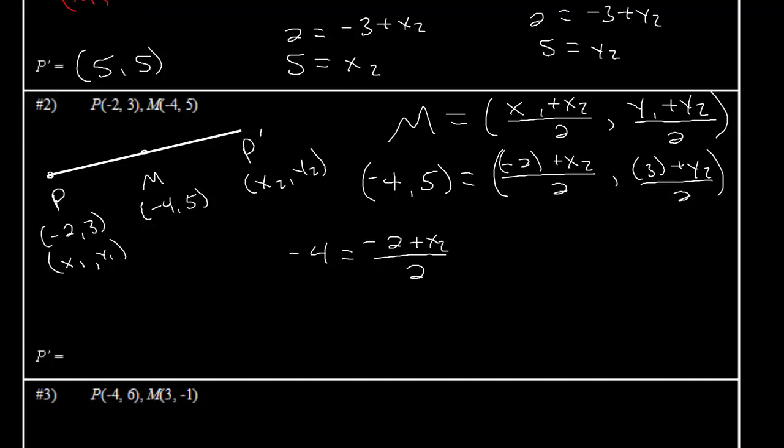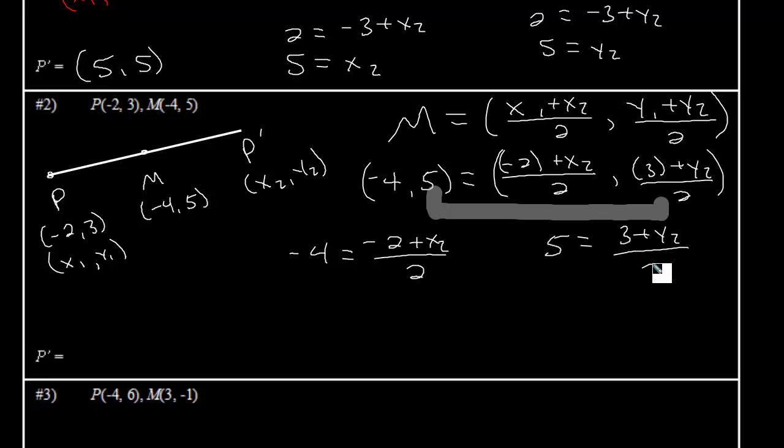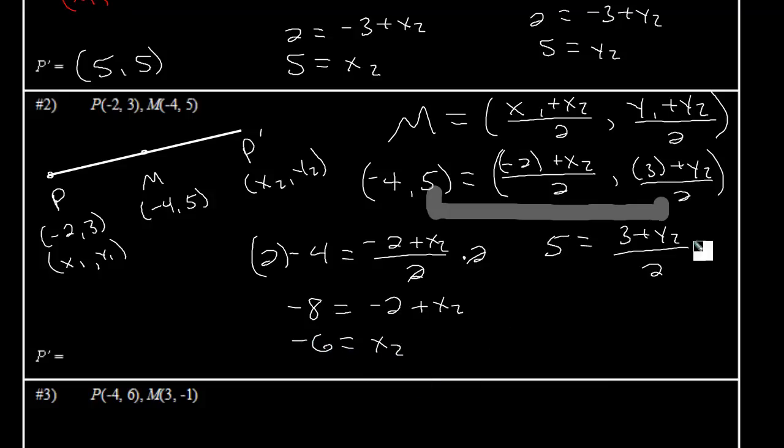And we also have 5 equal to 3 plus y over 2. You solve each of these. This first equation, if you multiply both sides by 2 to get rid of the dividing by 2, on the right the 2's cancel. On the left you get 2 times negative 4, which is negative 8. On the right you get negative 2 plus x sub 2. If you add 2 to both sides, you get negative 6 for your x value.